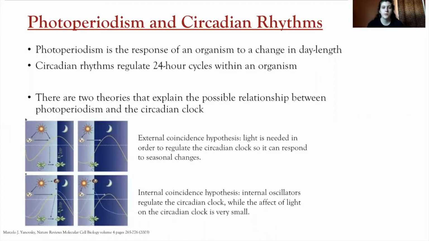Photoperiodism is the response of an organism to a change in day length, and circadian rhythms regulate 24-hour cycles within an organism. There are two theories that explain the possible relationship between photoperiodism and the circadian clock. The first one is called the external coincidence hypothesis, which states that light is needed to regulate the circadian clock so it can respond to seasonal changes. The second one is called the internal coincidence hypothesis, which states that internal oscillators regulate the circadian clock, while the effect of light on the circadian clock is very small.